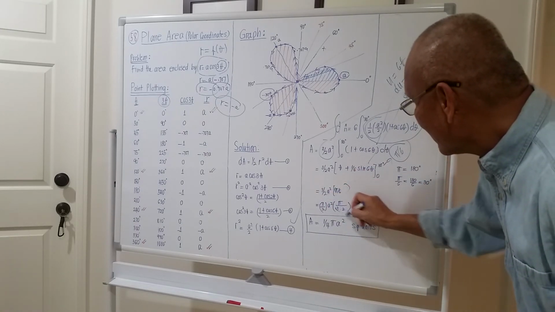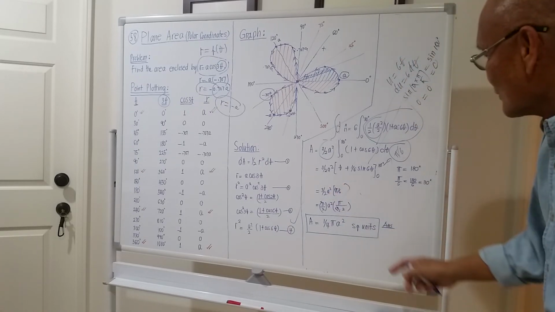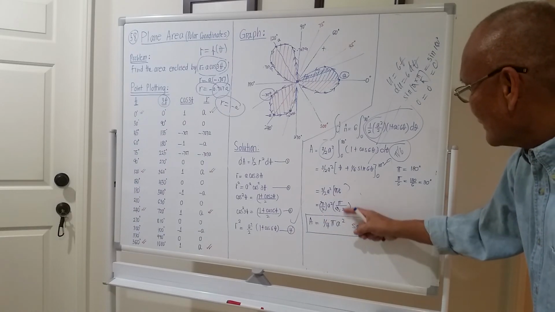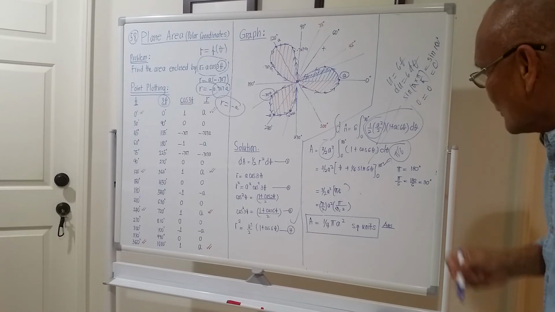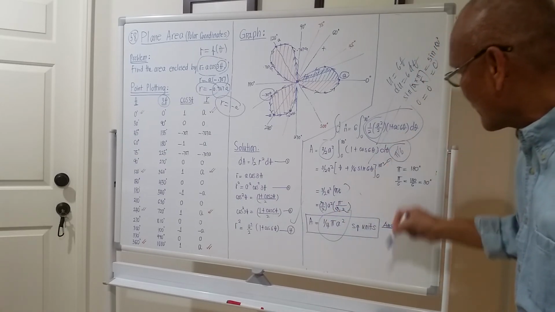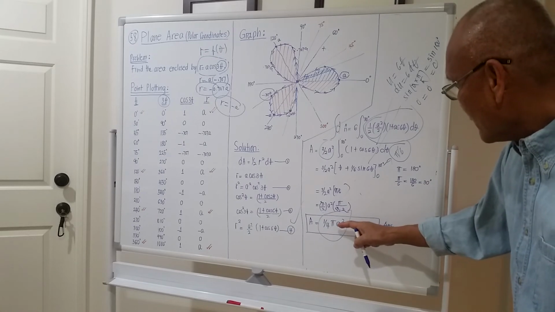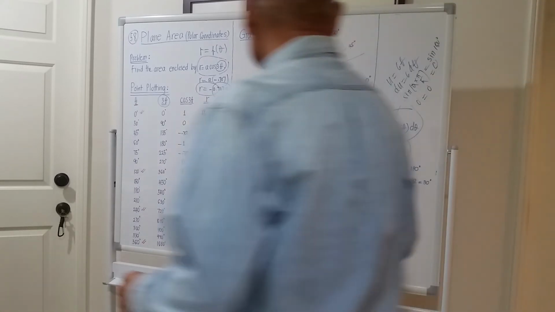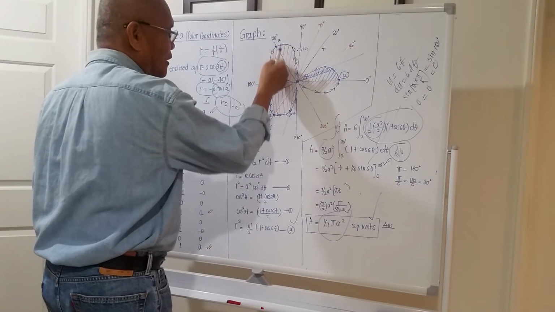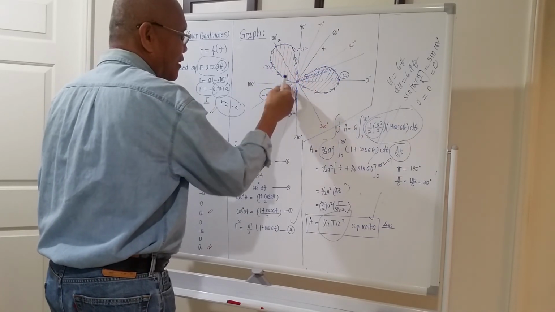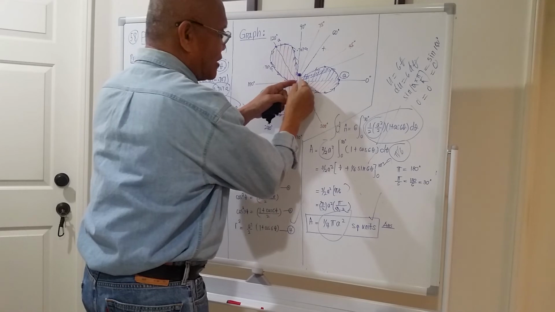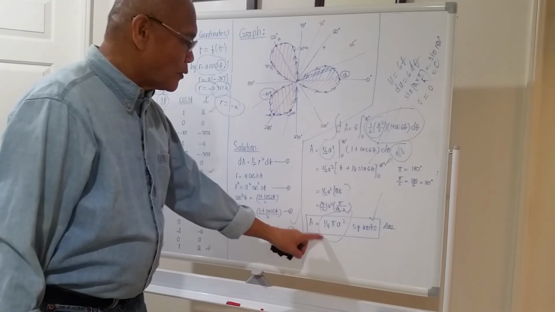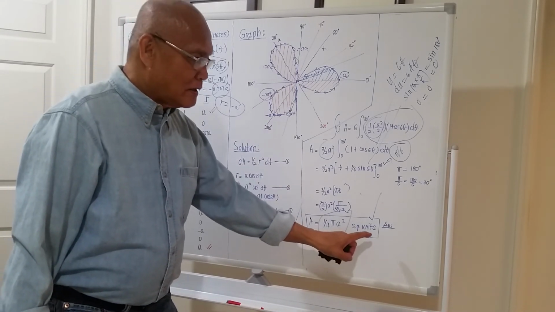Okay, this 3 here cancels with this. So what will come out? There is a 4 on the denominator, right? So this is 1/4 of pi a squared. So the area of the 3-petal flower is actually 1/4 pi a squared square units. The area covered by this 3-petal flower is 6 times this area here, and after the integration, what comes out is 1/4 pi a squared square units.